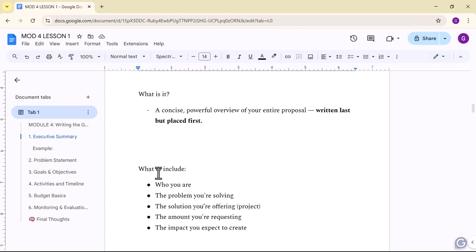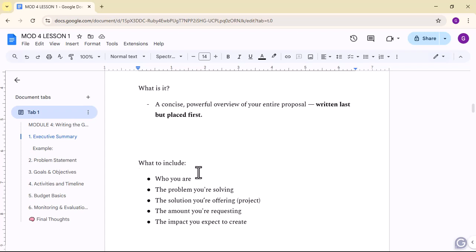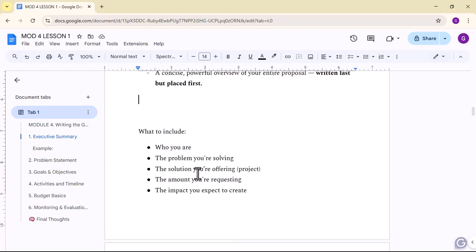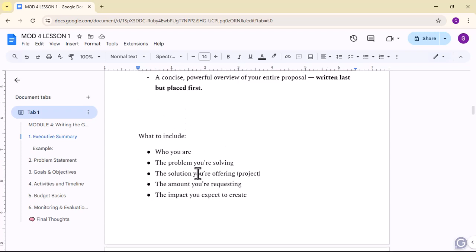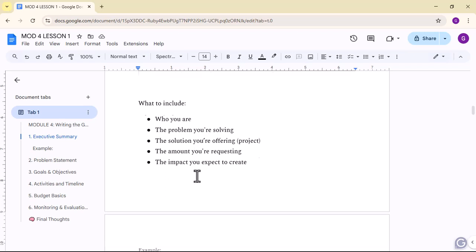And it talks about also the amount of money you are requesting in whatever currency you are requesting for it. And lastly, it talks about the impact you expect to create. That okay, if we are given X amount of money, this is the end result, the impact we are going to create with this project. So these are what an executive summary is about.